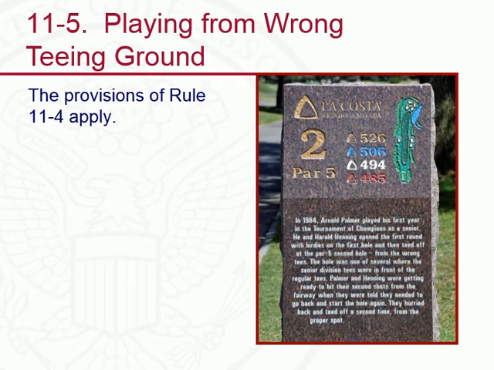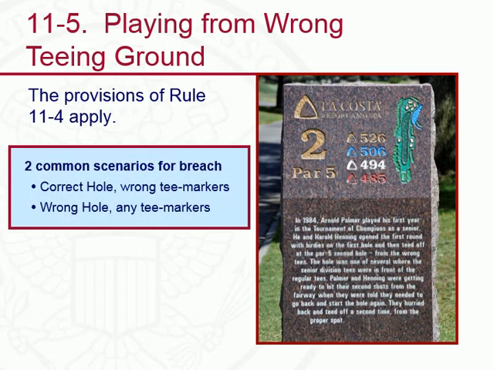Now 11-5 is playing from a wrong teeing ground, and playing from a wrong teeing ground is just going to say that the provisions of Rule 11-4, which we just talked about, are going to apply. So in that case, in the diagram we saw before with the blue markers and the gray markers, he played from outside the teeing ground. That's also from a wrong teeing ground, and therefore the provisions of Rule 11-4 apply. And in that case, there are 2 common scenarios for that breach, where you have the correct hole with wrong tee markers or the wrong hole with any tee markers. In that case, the player would have to correct his mistake.